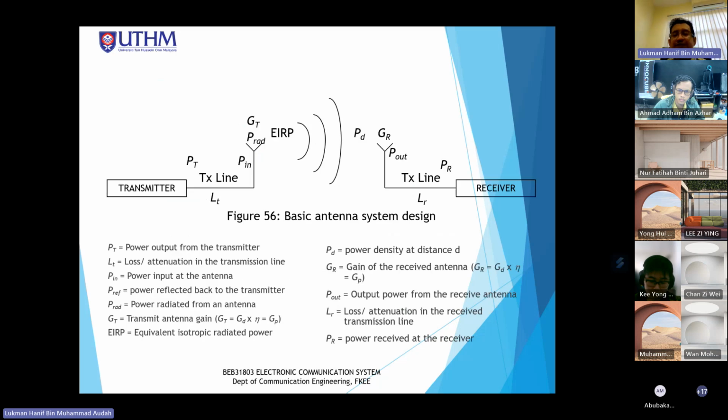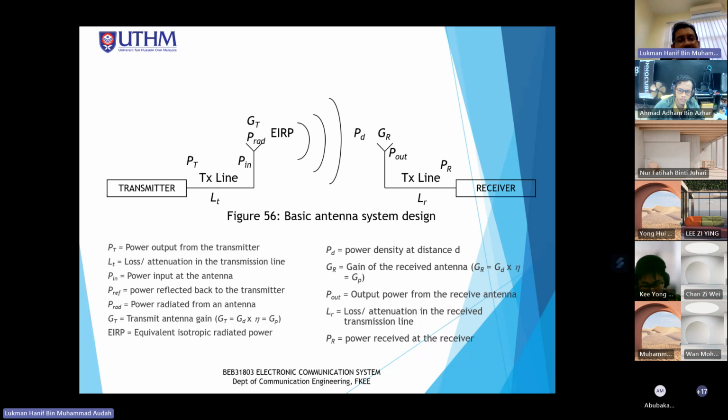And this is my favorite picture. After this, you will know why I always draw this picture during my lecture sessions and why it is very important for you. I always draw the transmitter and the receiver like this. From here, you can see there are many important parameters, so we're going to go through them. I hope you can understand the different parameters.